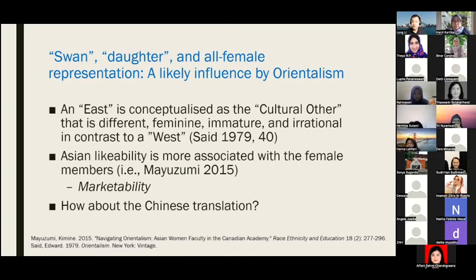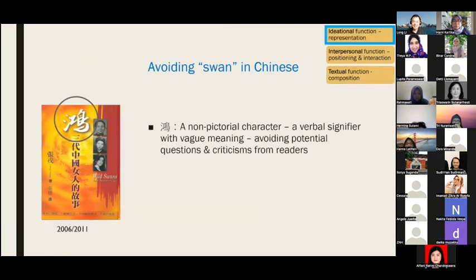How about the Chinese translation? So the image of swan has been avoided in Chinese. This character does not look like a bird. You might agree. And so in this way, when Chinese readers see this character, there's no immediate meaning. It can have multiple meanings, such as grand, letters, swan goose, etc. There's no fixed meaning to this character. In this way, perhaps it can avoid potential questions and criticism from Chinese readers.